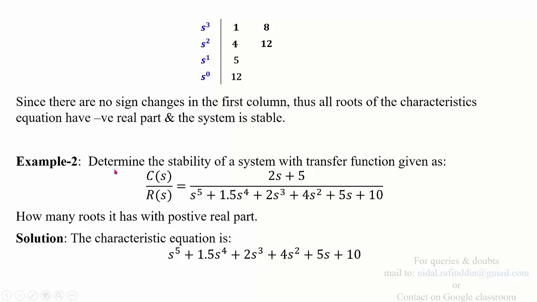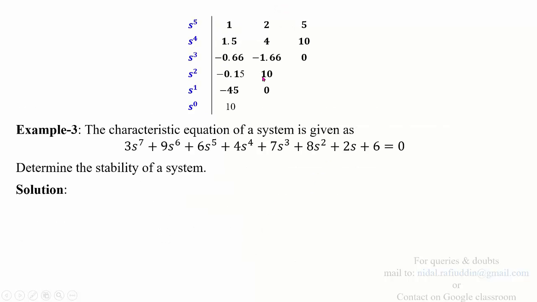Now example 2 says to determine the stability of a system with transfer function C by R equal to this. Apart from concluding the stability, it is asked how many roots it has with positive real part. So the characteristic equation is given by s to the power 5 plus 1.5 s to the power 4 plus 2s cube plus 4s square plus 5s plus 10. So using the same concept that we studied related to the Routh Hurwitz criteria, we are going to populate this table and see how the roots are going to behave.